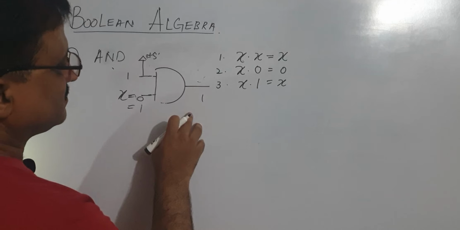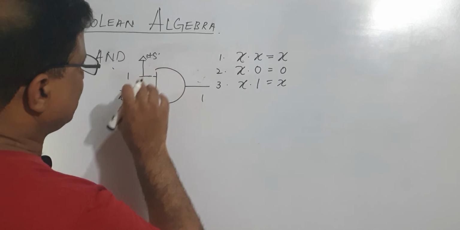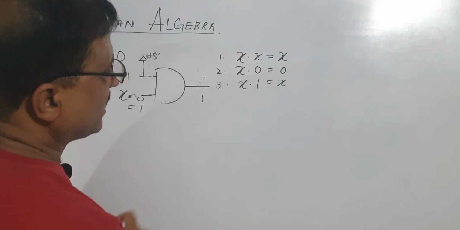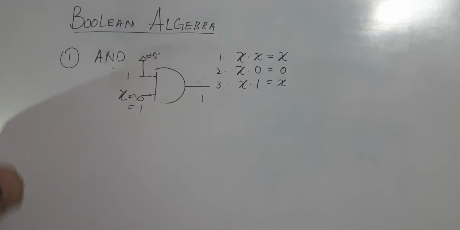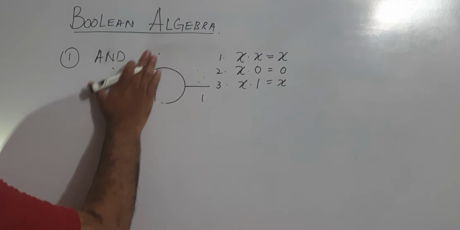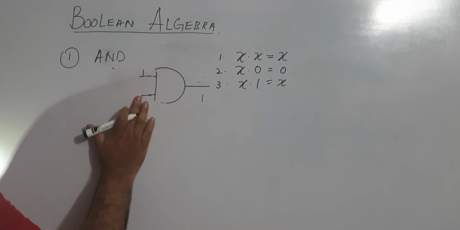So in this type of situation, we may have this identity, x dot 1 is always equal to x. We may have another type of situation for this gate, and what is that situation?